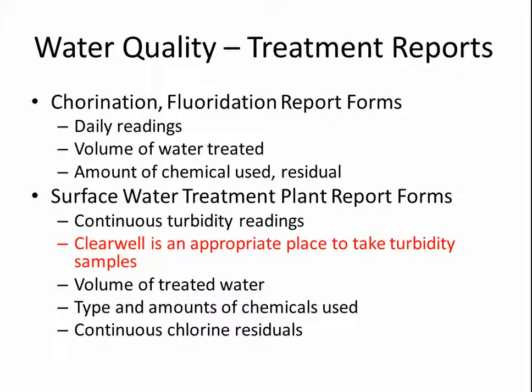So chlorination and fluoridation report forms, these cover daily readings, the volume of the water treated, the amount of chemical used, the residual. That's the information that we gather from those report forms. From the surface water treatment plant report forms, I talked about this earlier, but you get continuous turbidity readings, and it's in red, so it's important to note for the test that the clear well is an appropriate place to take turbidity samples. And also on these report forms, you get the volume of treated water and the type and amount of chemicals used, and then also your continuous chlorine residuals for the surface water treatment plant reports.